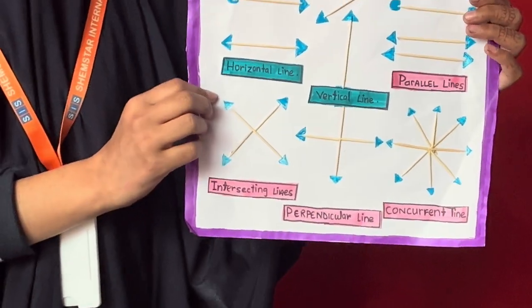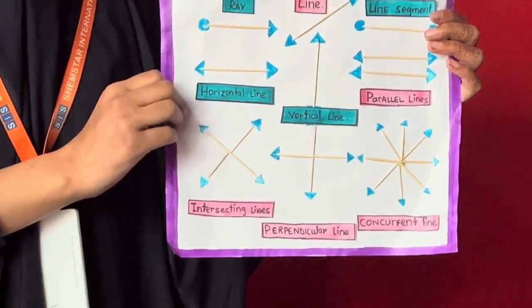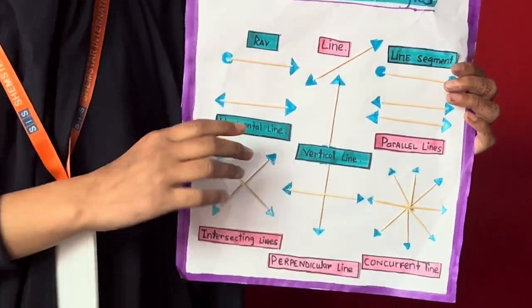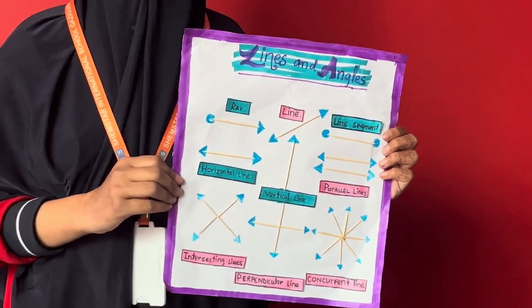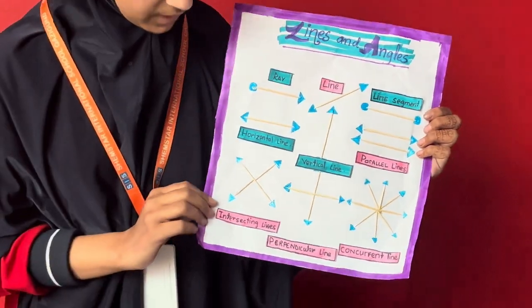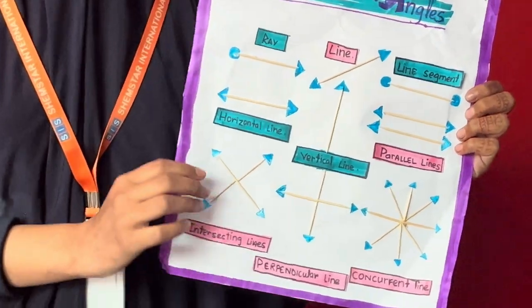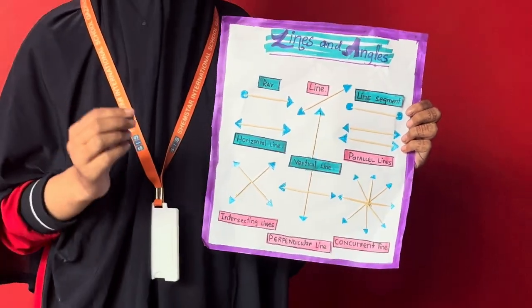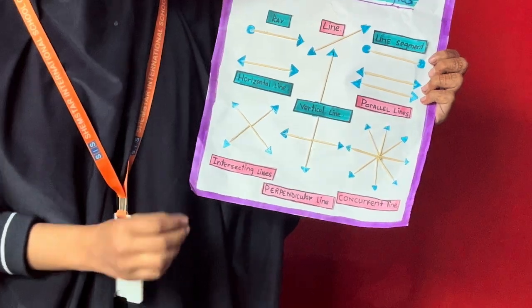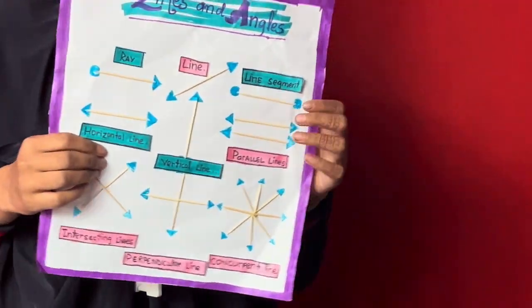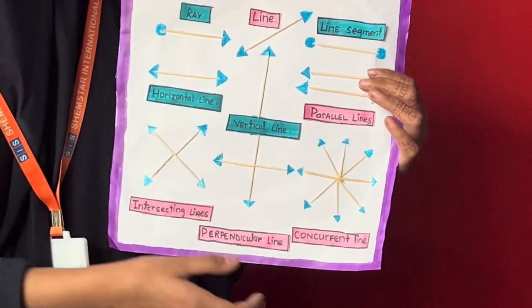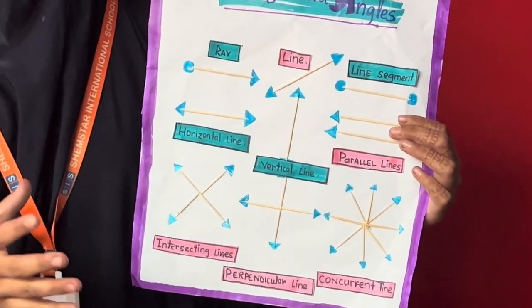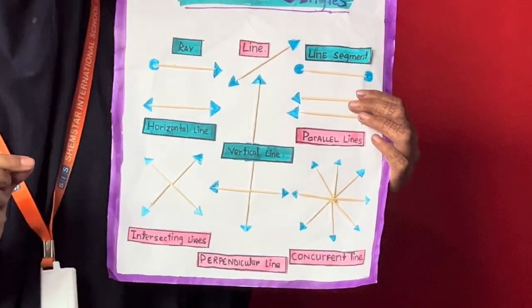Now there are directions, horizontal line and vertical line. A horizontal line goes right and left, and a vertical line goes up and down, like a tree. Then we have parallel lines, which don't meet each other no matter how long they are. Then we have intersecting lines. They meet each other at a point. Then we have perpendicular lines, which meet at a point but form 90 degree angles. Then we have concurrent lines, when three or more lines intersect at the same point.